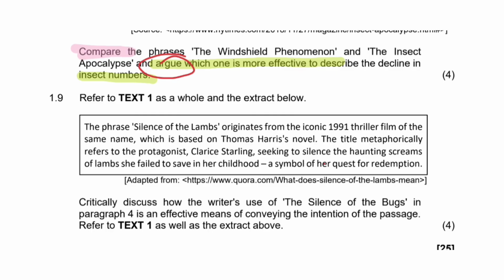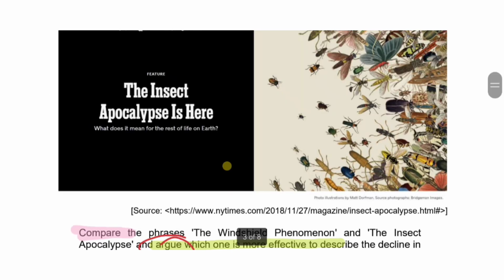The format of your answer: 1. Go to paragraph 4, make reference to paragraph 4 and make reference to paragraph 10 and let the marker know what these two phrases mean. Extract from the image as well and use the contents in the image to tie into your definition.